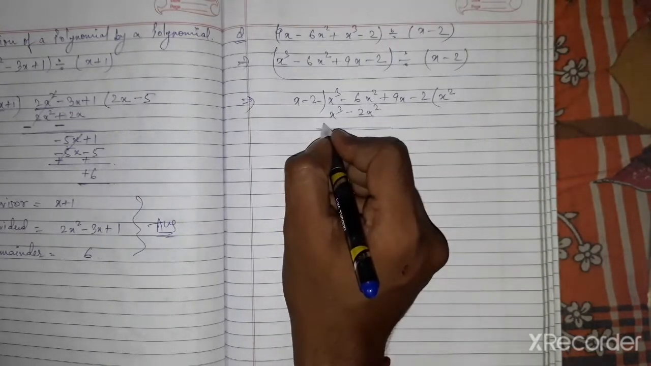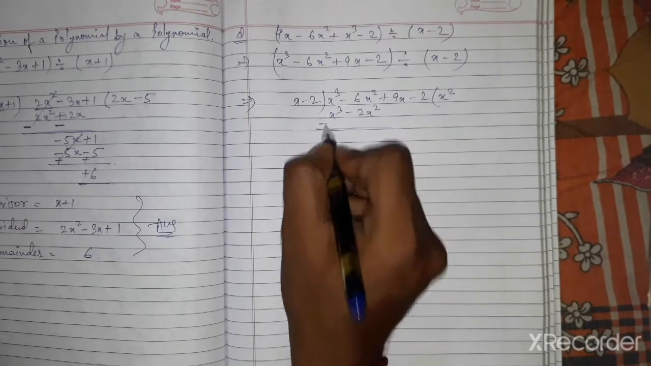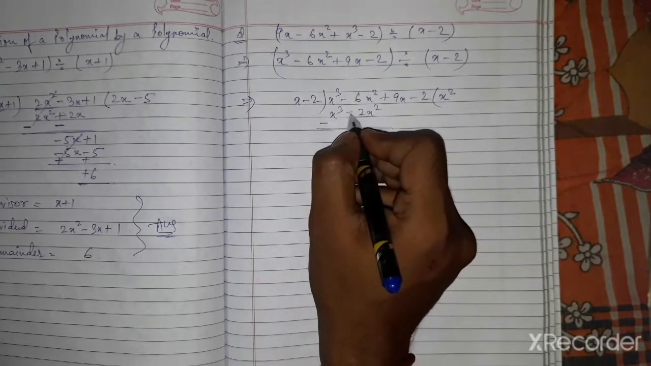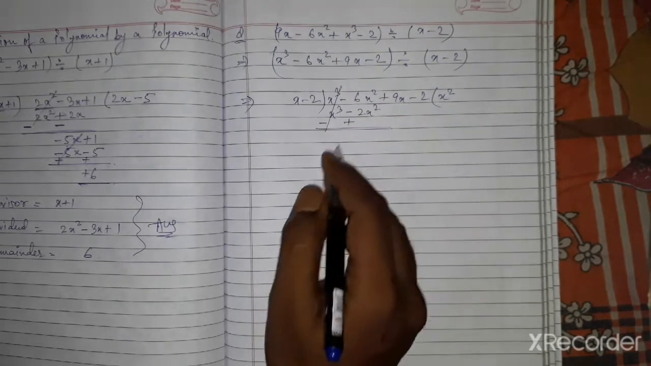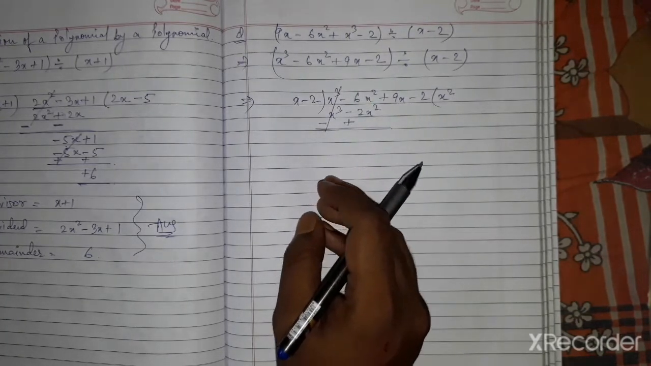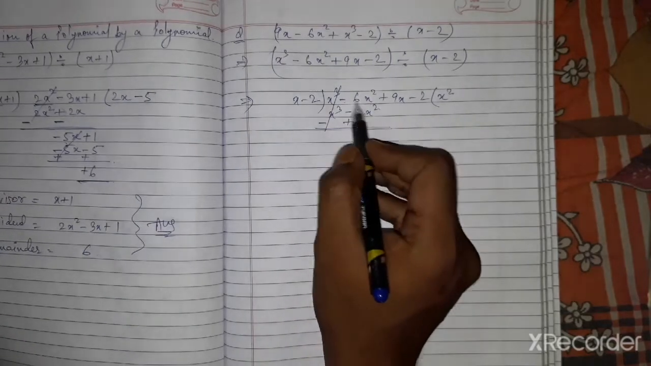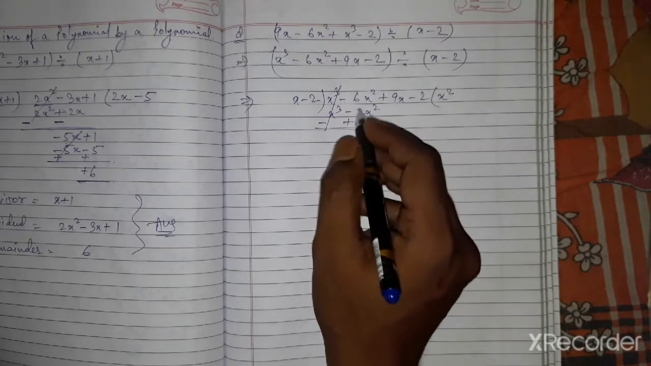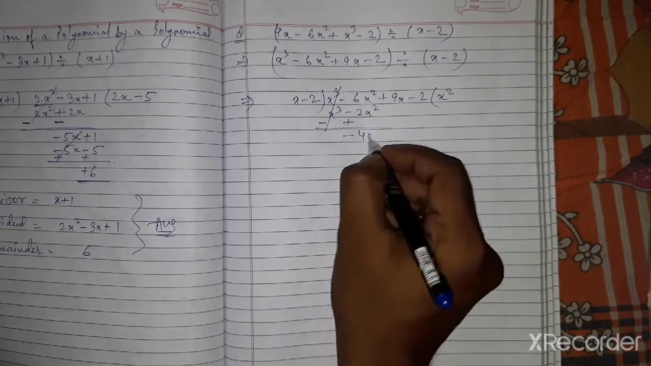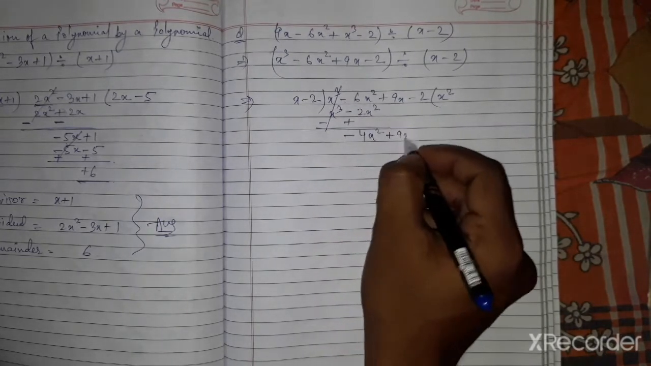Now I will change the sign. The sign here is plus, so I will introduce it minus. The sign here is minus, so I will introduce it here plus. So x cube and x cube will cancel out. Now you can see here that minus 6x square and plus 2x square. So I will subtract it here. So it becomes minus 4x square plus 9x.